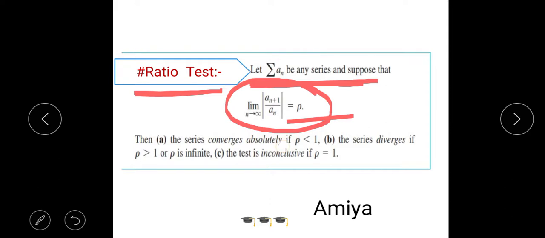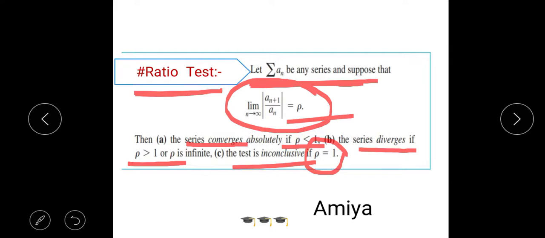Now see, when rho is strictly less than 1, the series is convergent. When rho is greater than 1, the series is divergent. And finally, when rho equals 1, the test is inconclusive, that is the test fails, that is we cannot conclude about the convergence or divergence of the series.